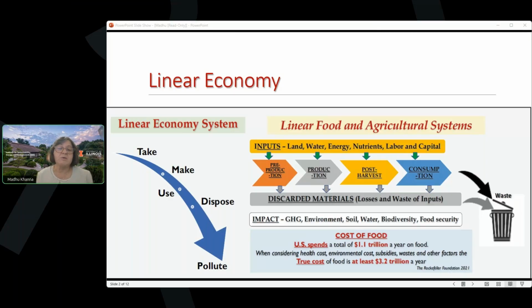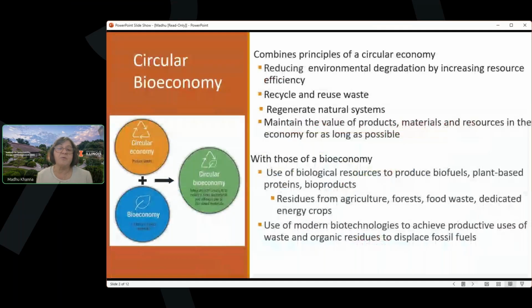And so this is really creating an imperative to move towards a circular bioeconomy. And the idea of a circular bioeconomy is to combine the principles of circularity, which emphasize reducing environmental degradation by increasing resource efficiency. So intensifying our agricultural production, but doing so sustainably, recycling and reusing waste, regenerating our natural systems such as our soil health by adopting better practices, and maintaining the value of products and materials and resources in the economy for as long as possible, instead of disposing of them through single use.